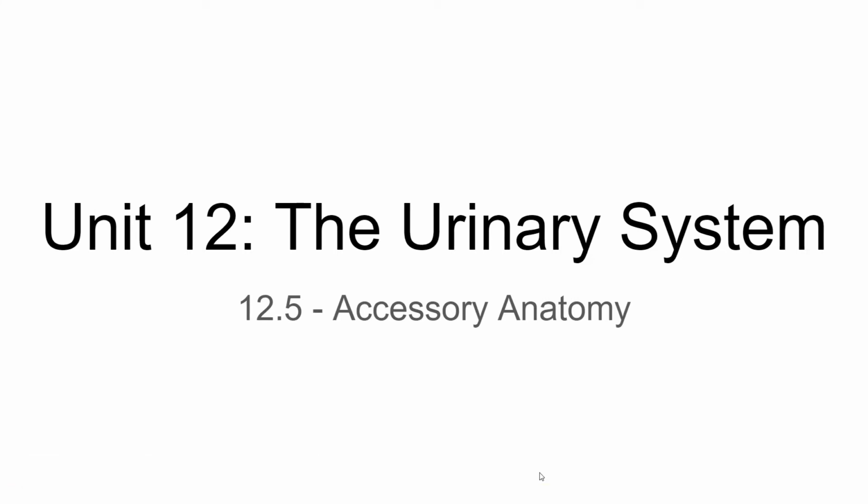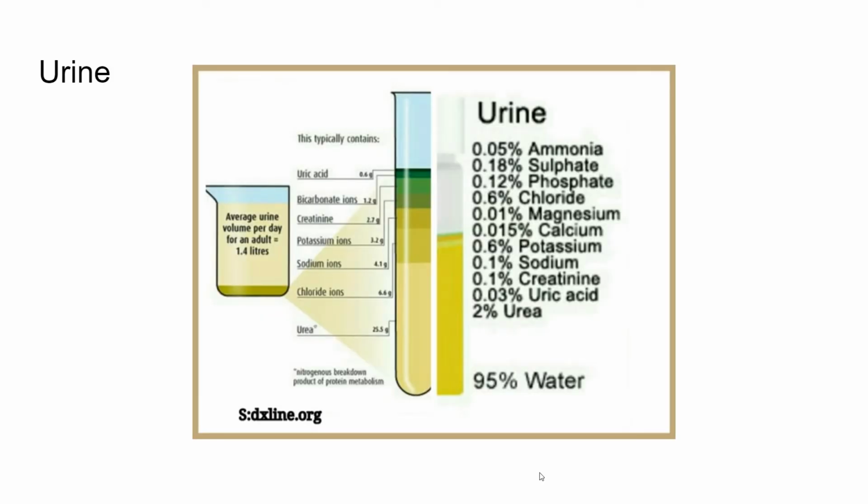All right, in this video, we will close up the urinary system by talking about the accessory anatomy. And first, before we talk about accessory anatomy, we're going to talk about urine composition, just as we've talked quite a bit about urine, but we need to talk a little bit more about it. Urine is 95% water, and the other 5% is all the other things that are in urine.